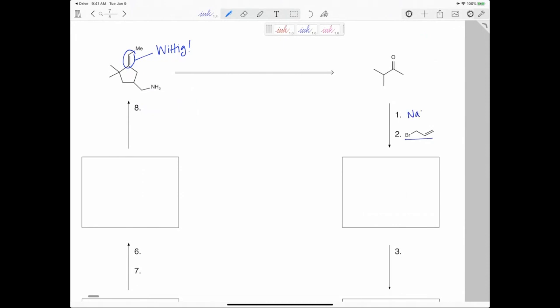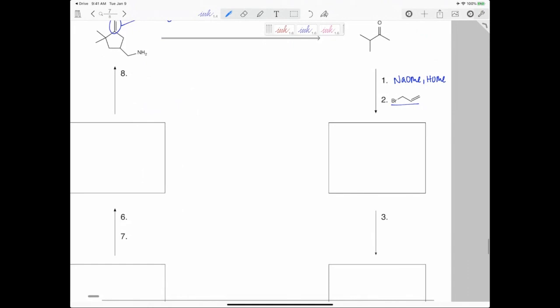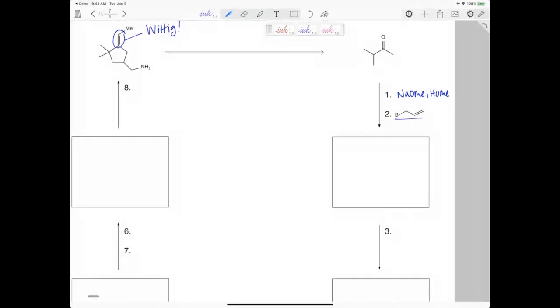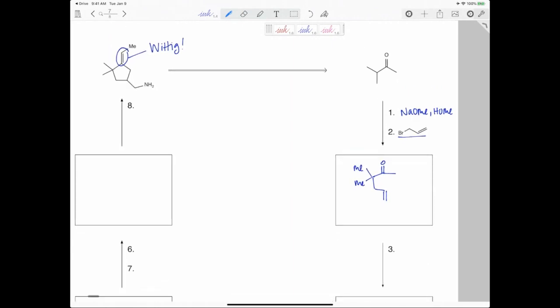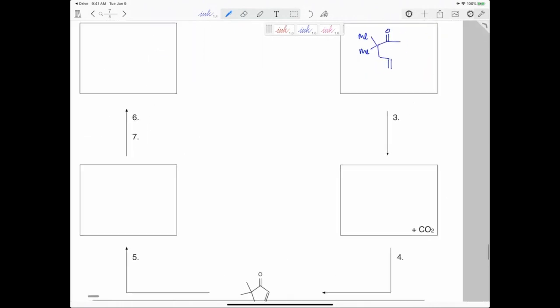Right off the bat, you should be able to know that I'm dealing with Naomi and her homies. Strong base, right? And what happens here is that under this condition here, I have this right here. Okay, and then from here to here.